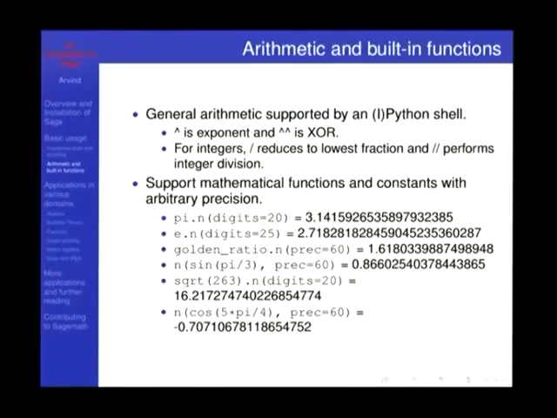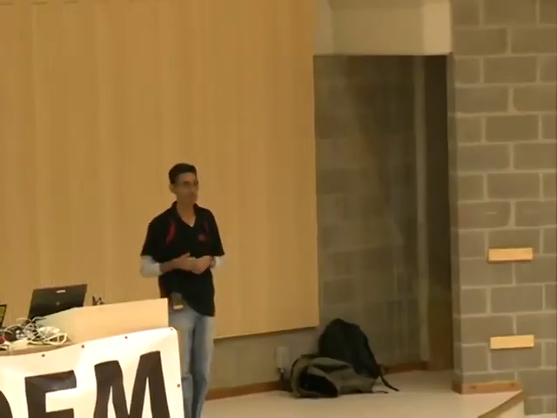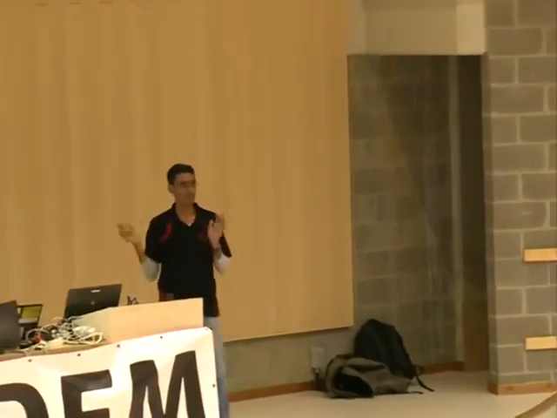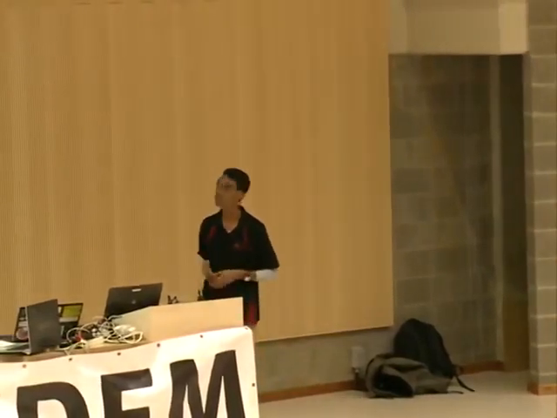So a few differences with the Python shell. The single caret does the mathematical exponent function, while the double caret does the XOR, and a single slash actually gives you the lowest fraction, and double slash does your regular integer division. Everything else is mostly the same with the Python shell.